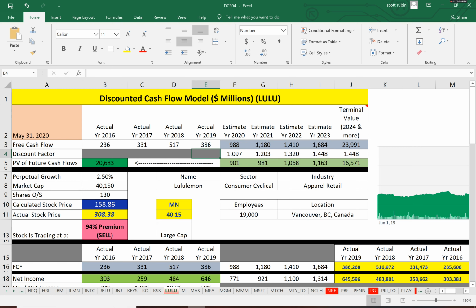So we calculated 4 years of free cash flow, and then we discounted that number back to today's values, which is down here. And the sum of the value of the company is $20.7 billion. And when you divide that by 130 million shares, you get a stock price of $159. It's trading at 308, so it's trading at a 94% premium. So we consider this a sell.